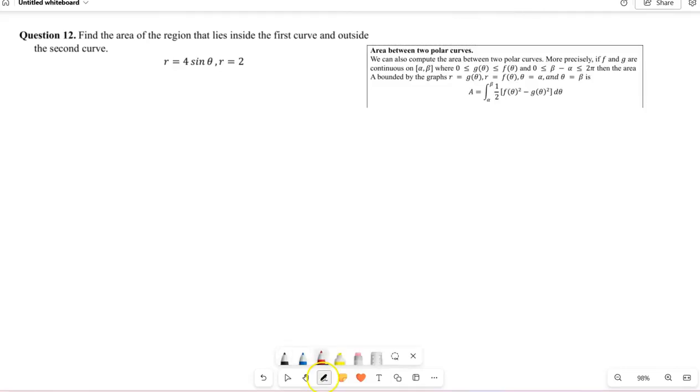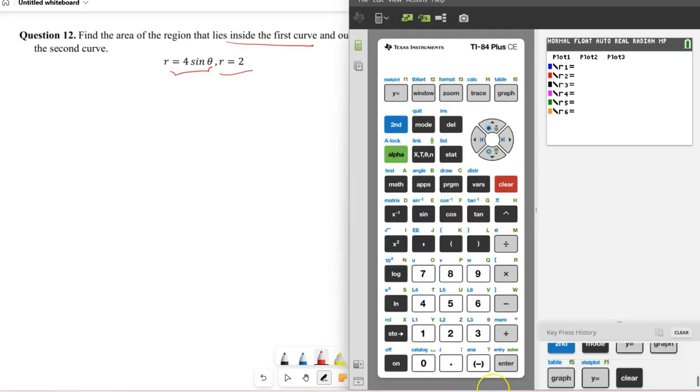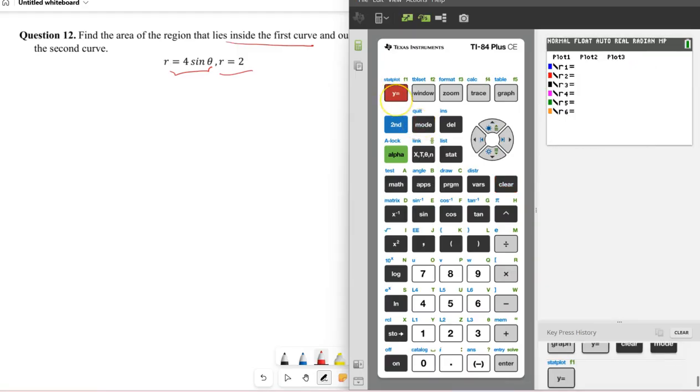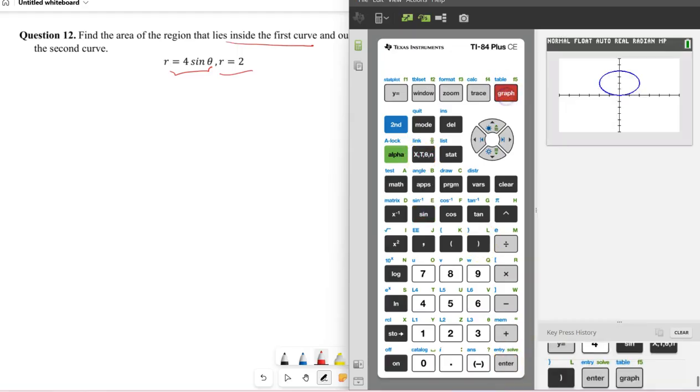Here we have a problem to find the area of the region that lies inside the first curve but outside the second curve. So first of all, I want to see what my outside graph looks like. I'm going to change the mode to polar and then hit Y. I'm going to write r = 4 sin theta and see the graph of that. That graph is a circle with its center on the y-axis and the radius as 2.